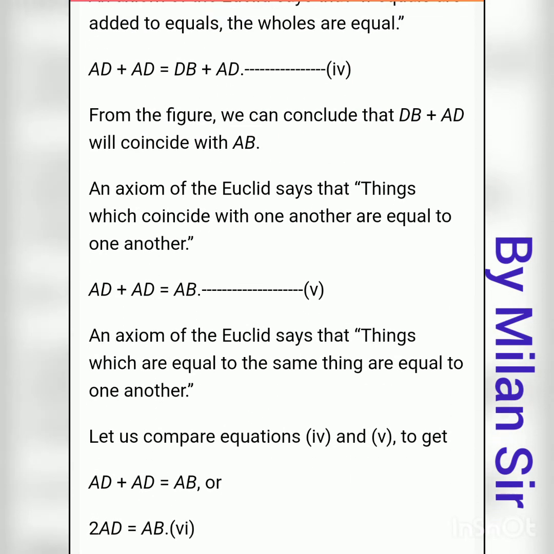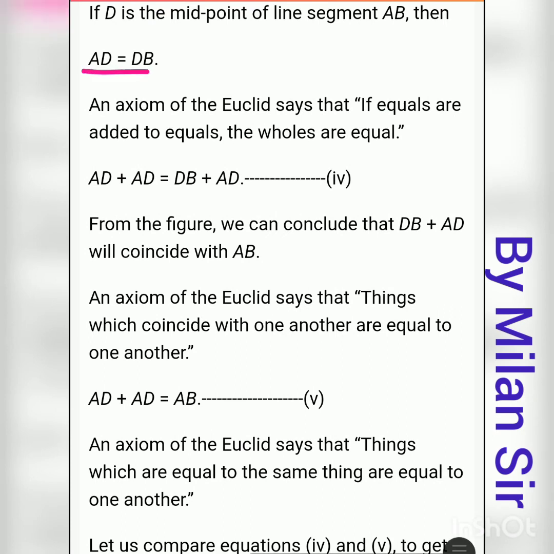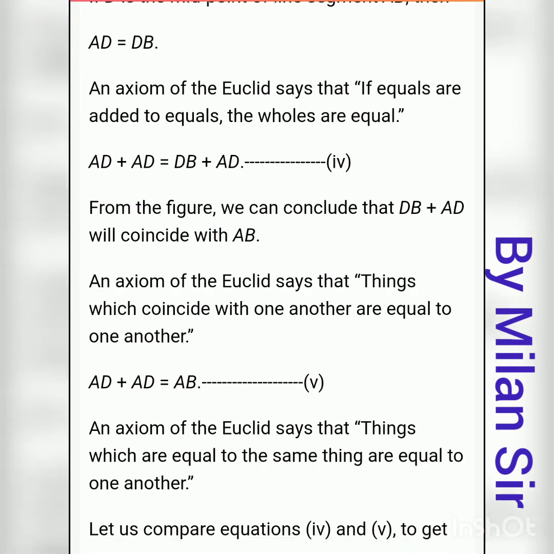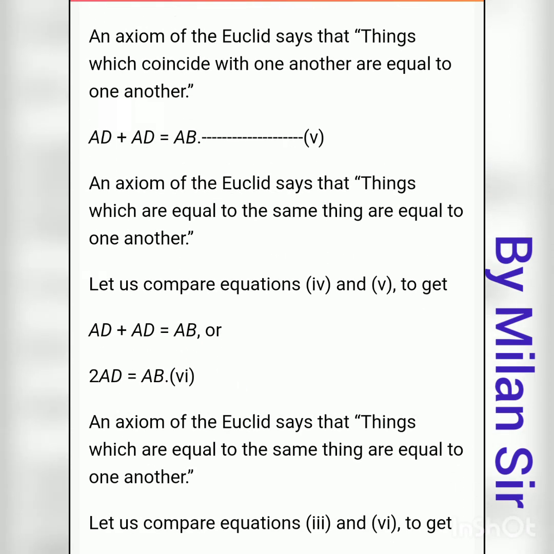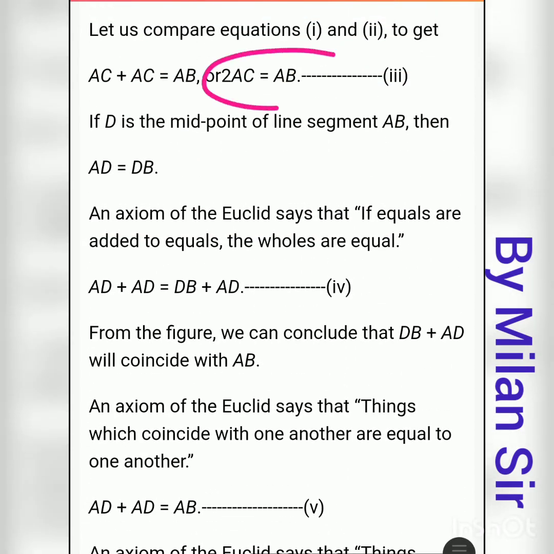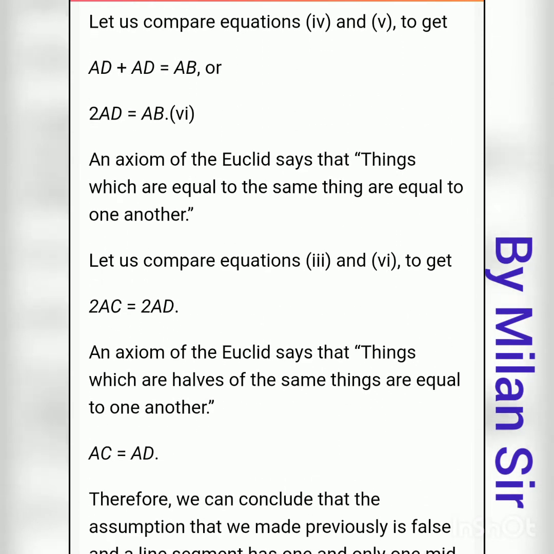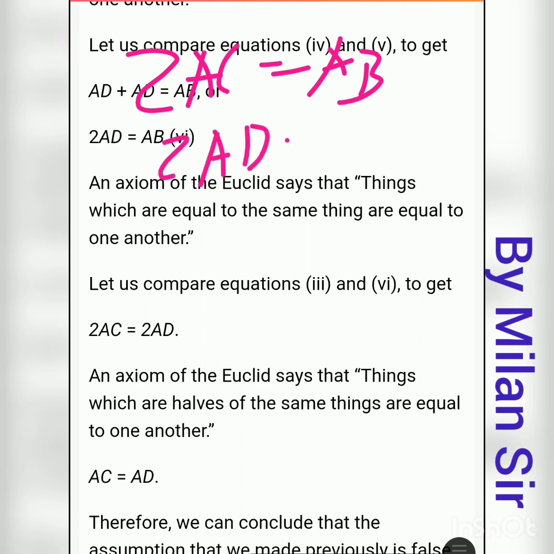Same thing here: AD is equal to BD, because D is also a midpoint. On both sides we add AD, so AD plus AD is AB. Now AD plus AD is 2AD, which is equal to AB, equation number 4. Now we have two equations: 2AC is equal to AB and 2AD is equal to AB.